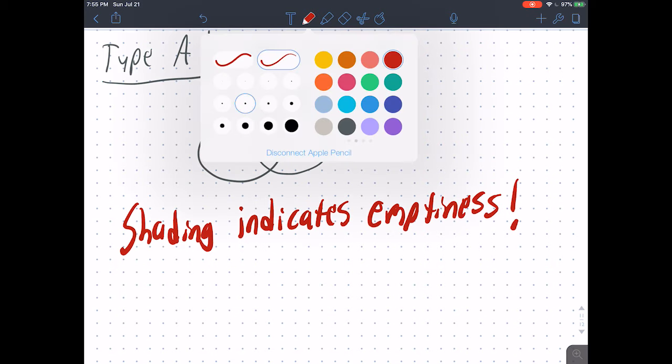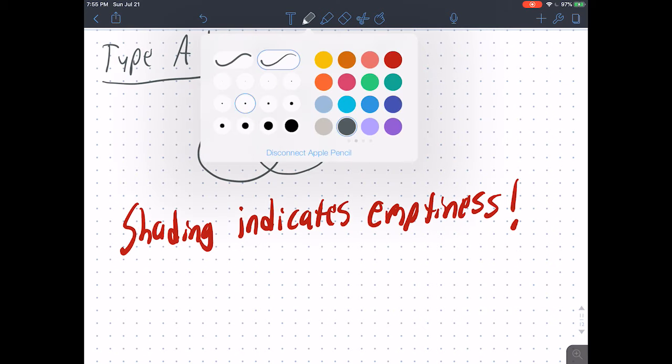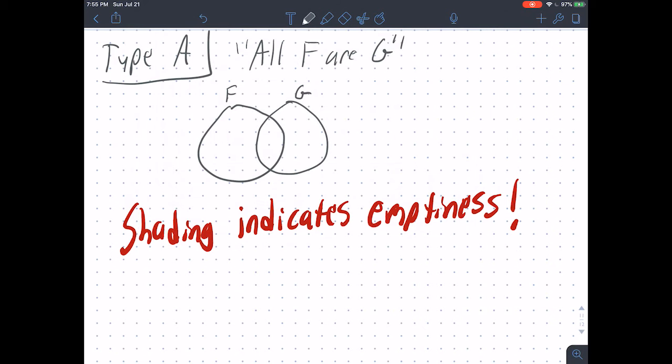So if we wanted to say all F are G, how we would do that is we would shade in everywhere in the F circle that's not also in the G circle, right?